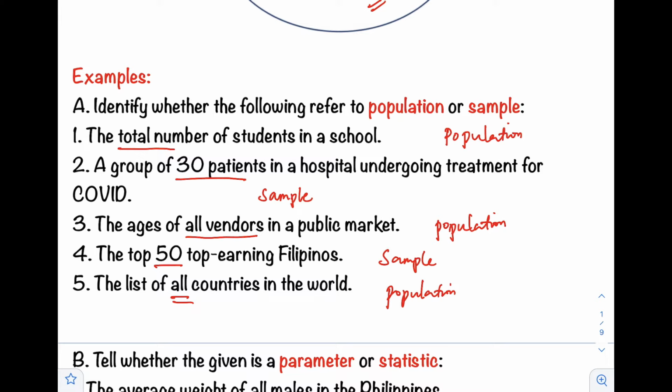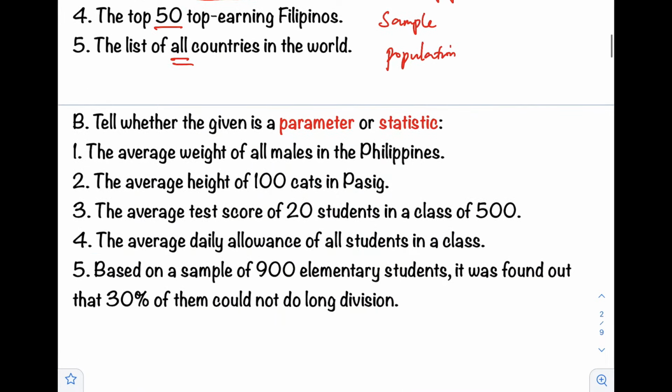Next is, tell whether the given is a parameter or statistic. Again, if the average comes from the population, that is a parameter. Then if the average comes from the sample, it is a statistic. Number one, the average weight of all males in the Philippines. All males, that is the population, meaning this is a parameter.